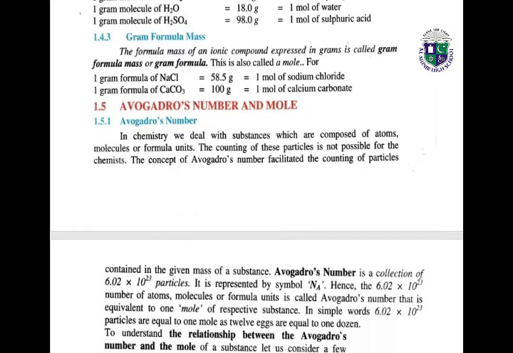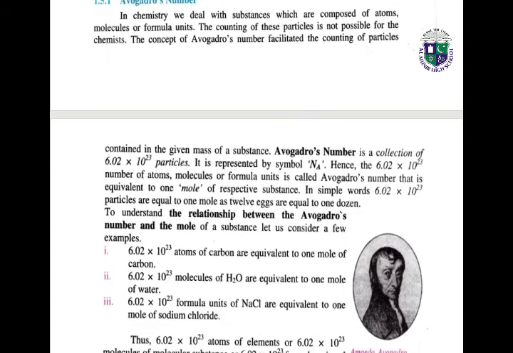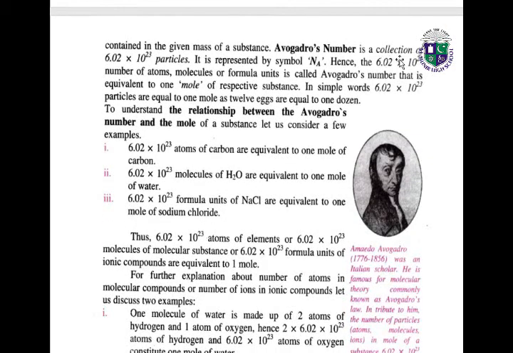Gram formula mass: the formula mass of an ionic compound expressed in grams is called the gram formula mass or gram formula. This is also called 1 mole. For example, 1 gram formula of NaCl is 58.5 grams, which is 1 mole of sodium chloride. Next, what is Avogadro's number? Yes, Avogadro's number is a collection of 6.02 × 10^23 particles. It is represented as NA. This is its value, so it is called Avogadro's number.